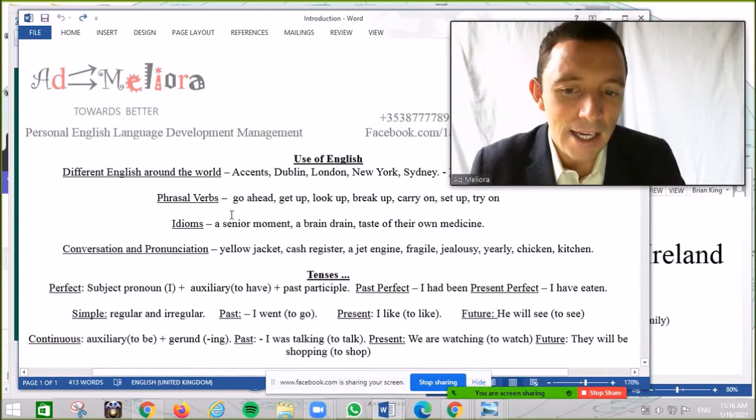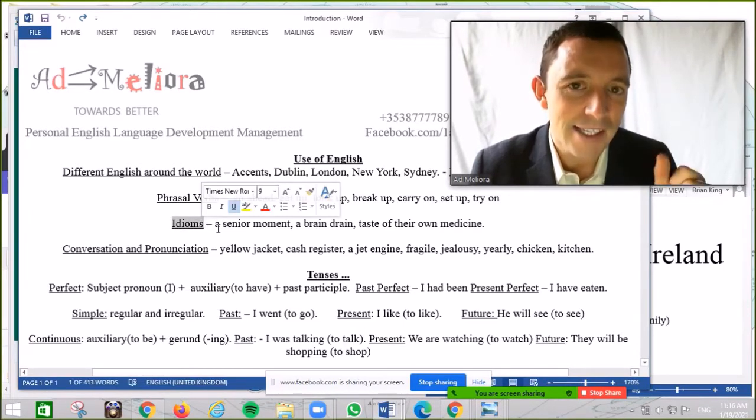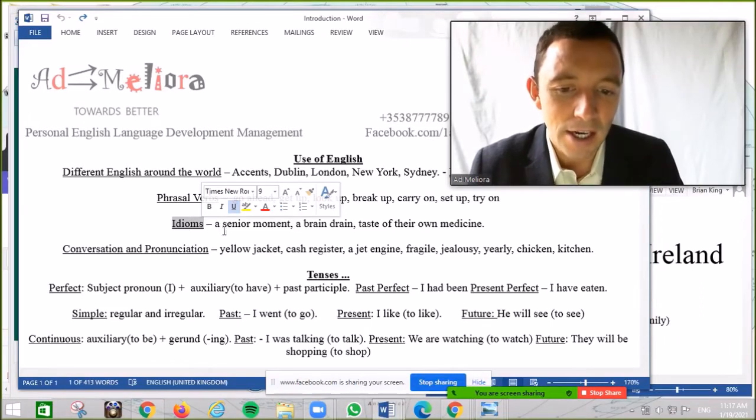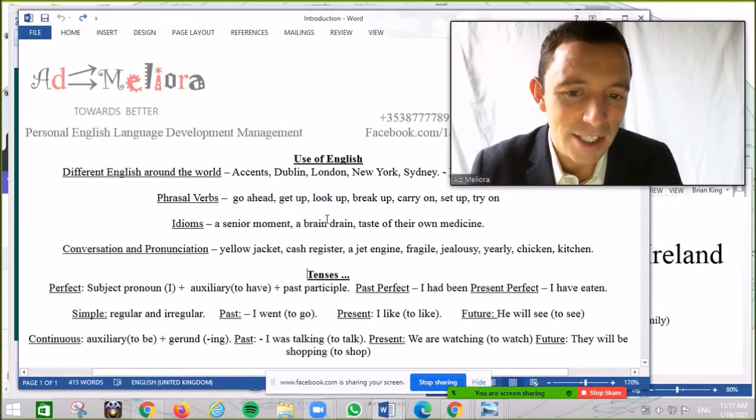Okay, the second one are idioms. So they're like frases hechas in Español, and they are very typical in Spanish also, and very common in conversation in English, very common in movies, in formal situations and informal situations. Okay, and then we move to the second section. So the first section is use of English. That's my opinion one of the most important sections when you learn a language.